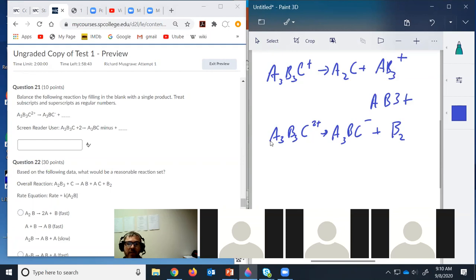Given what I said earlier, that the charges on each side have to match, what must the charge on B2 have to be in order to make the charges match? It'd have to be a positive. But now I need positive what? +3? Yes, +3. The reason for that is because it's 2 plus on the left. That means it has to be a total of 2 plus on the right. So +3 minus 1 would be +2.